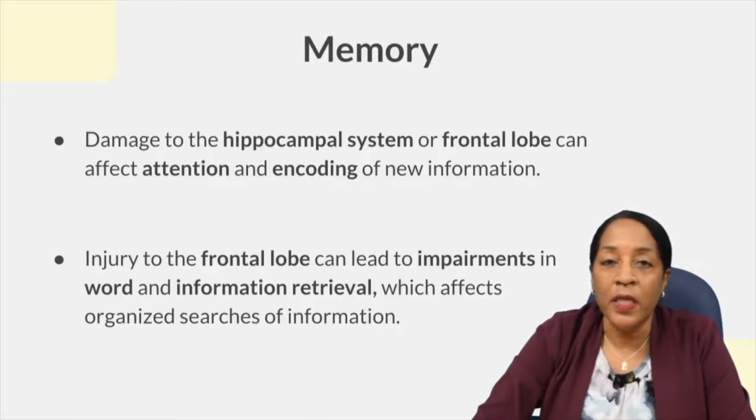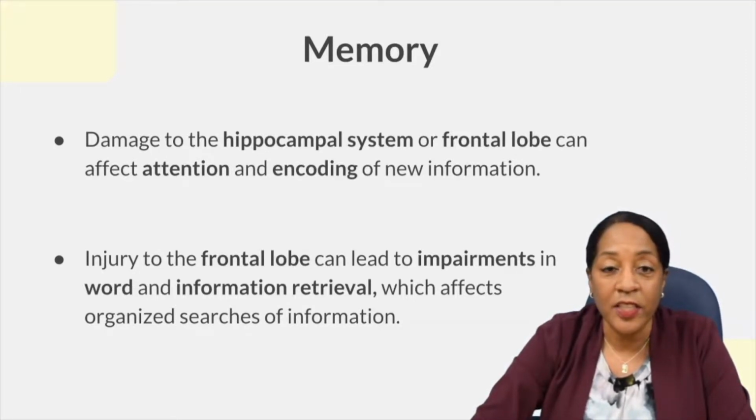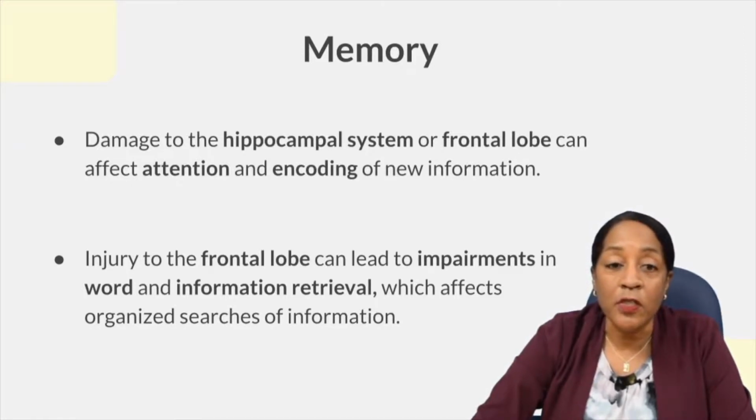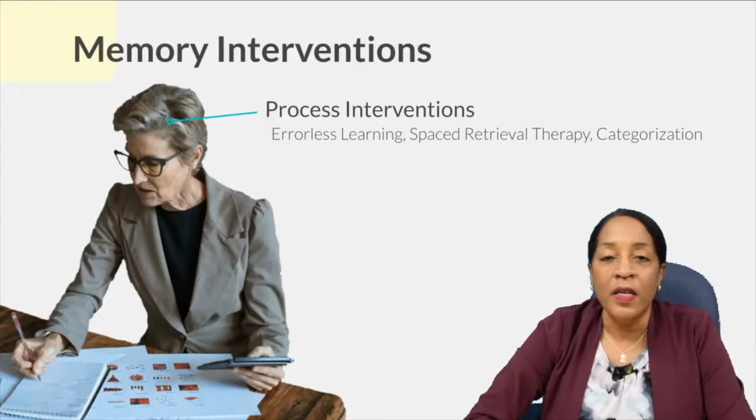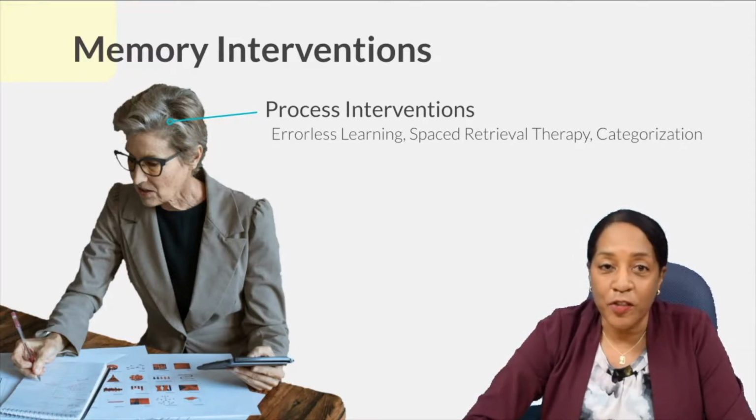In memory, impaired encoding of new information can be the result of damage to the hippocampal system or frontal lobe affecting attention. Word and information retrieval impairment is often linked to frontal lobe injury, which affects organized searches of information. Memory interventions result in positive outcomes in therapy, so that is the good news.